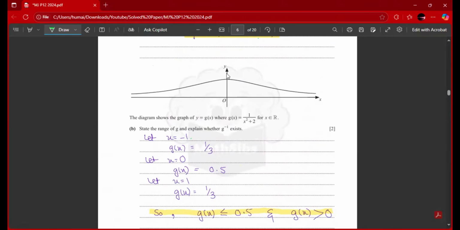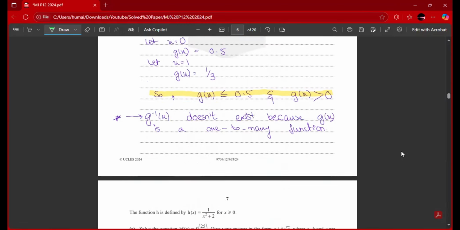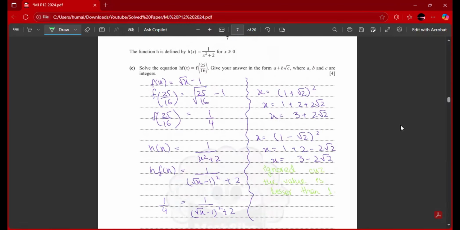but they're saying that it is greater than 0, meaning that we are only considering this part of the graph. This part is ignored, meaning that each value of my input would give me a different output. It is a one-to-one function now. So now we have to solve the equation. Give your answer in the form of this.